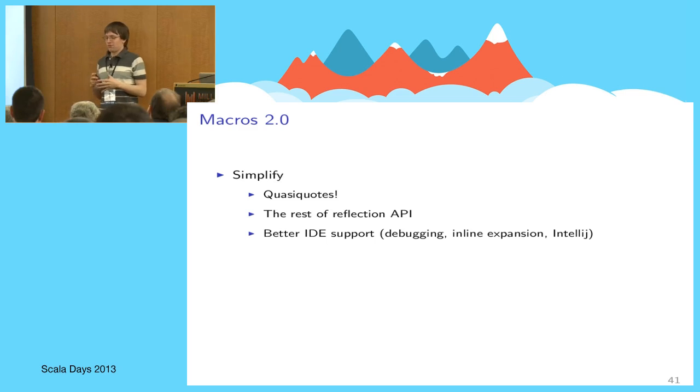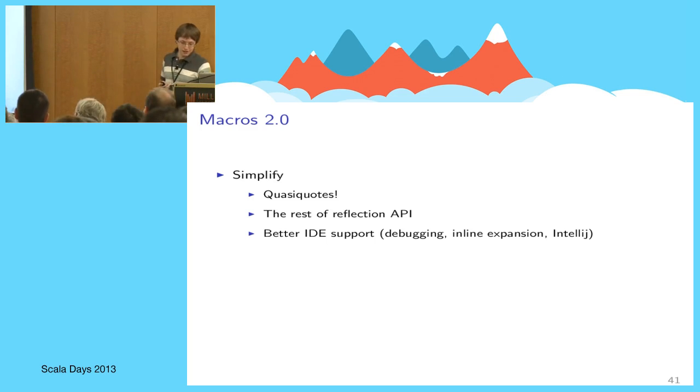And well, the contrast is radical. And this is only the first step, because we're also looking at simplifying the reflection API, the API that you use to talk with the compiler. And yeah, it is going to become better.